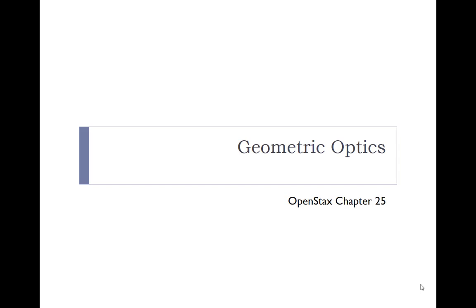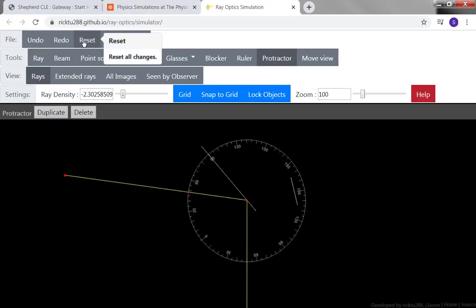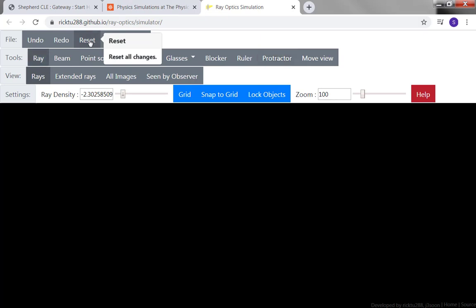Welcome to chapter 25 on geometric optics. This is the second section where we're going to be working with basic reflections. To begin that, we're going to start with a simulation, which I already have pulled up. Here it is. Let me reset it for you so that you don't have to look at what I was doing before playing. So we're going to start with a light ray.